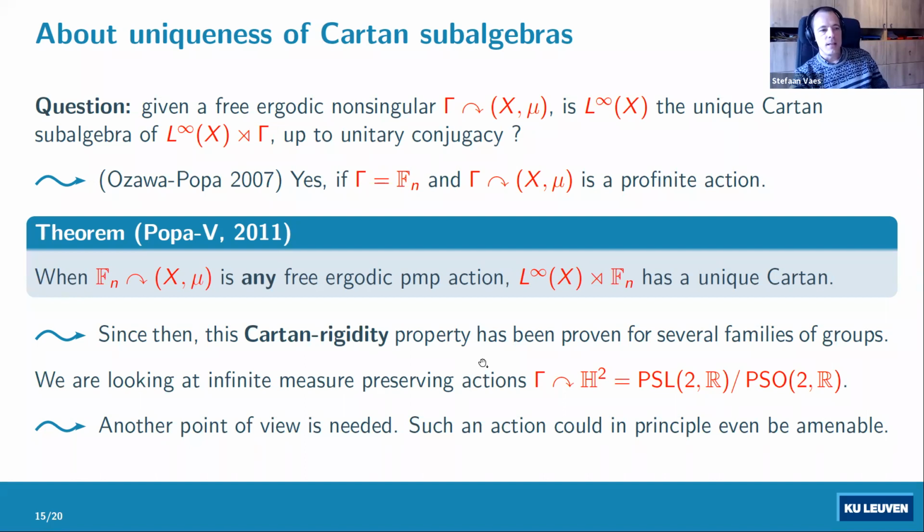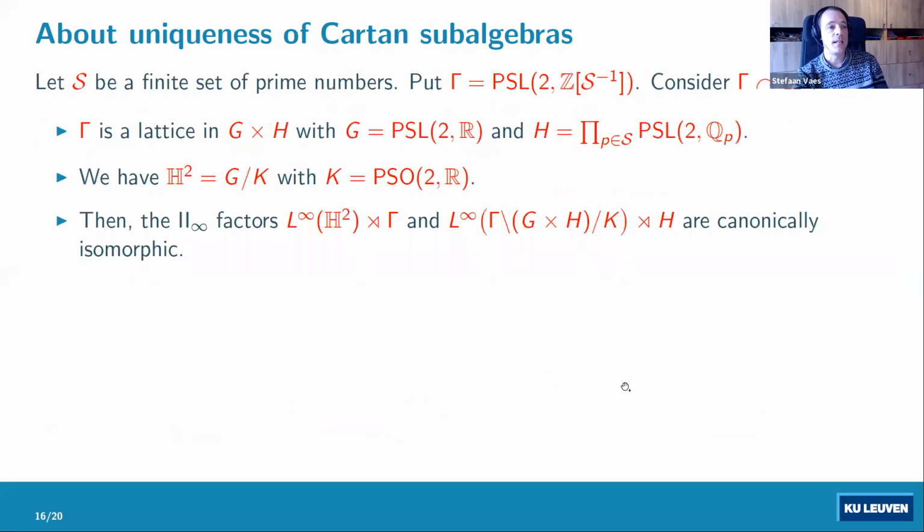Now we are looking at infinite measure preserving actions, and therefore you have to be a little bit more careful. For instance, it's never true that for an arbitrary infinite measure preserving action, you have uniqueness of Cartan, because you could, for instance, choose an amenable action. And then your cross product will be an injective factor, and there is no uniqueness of Cartan up to unitary conjugacy at all. So you need not only look at the group, but also the way it acts. But here, this action on the hyperbolic plane is of a very specific nature.